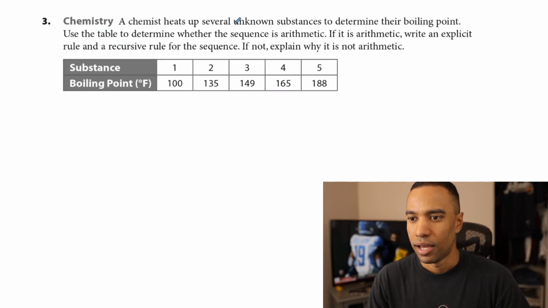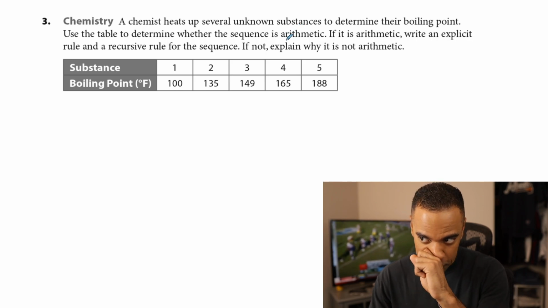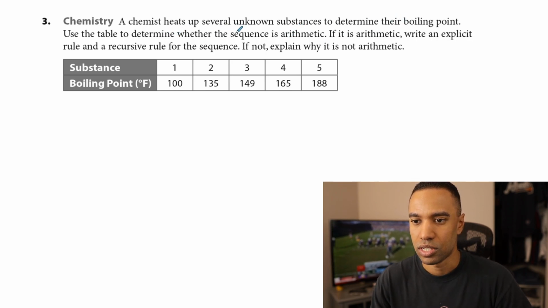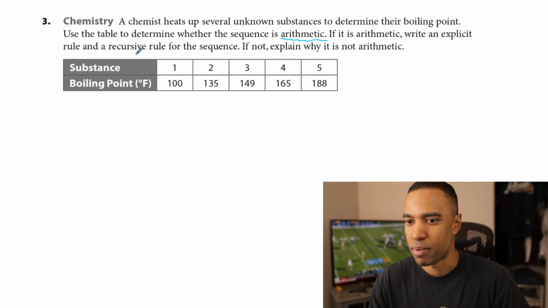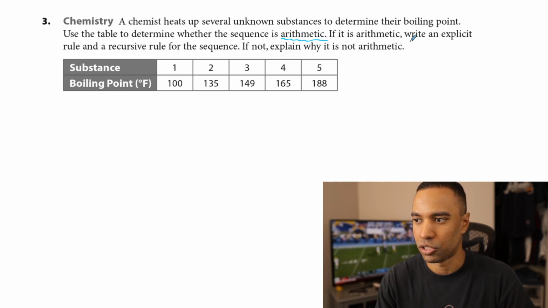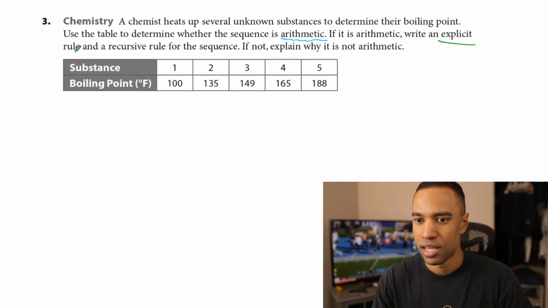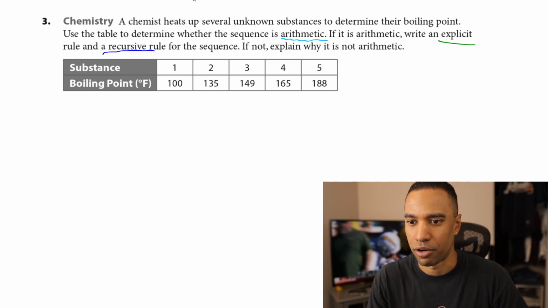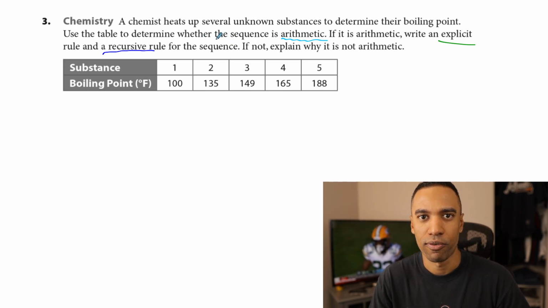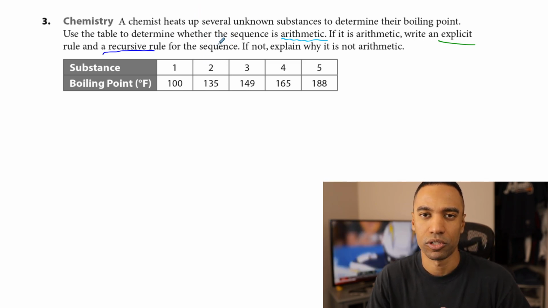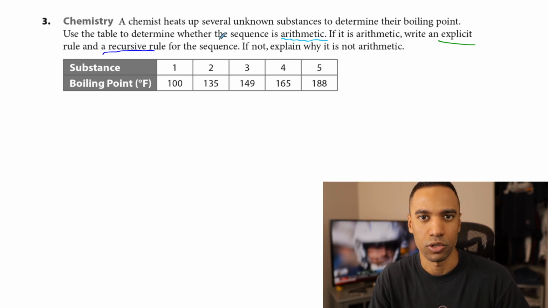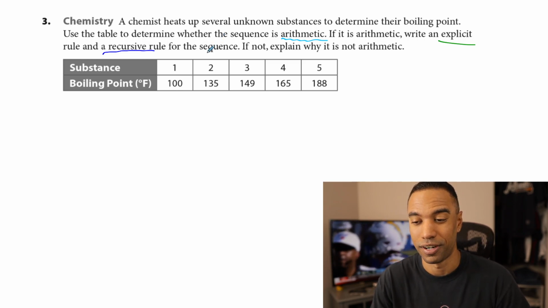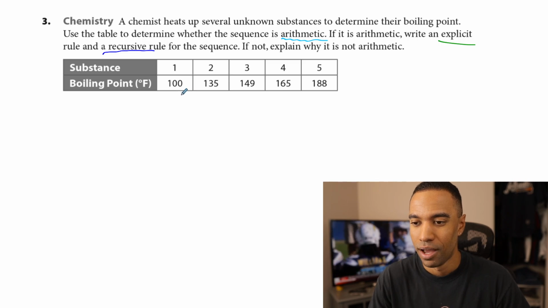Okay, number 3. A chemist heats up several unknown substances to determine their boiling point. Use the table to determine whether the sequence is arithmetic. If it is arithmetic, write an explicit rule and a recursive rule for the sequence. If not, explain why it's not arithmetic. So same kind of thing as before. You can't write an arithmetic rule for a sequence that isn't arithmetic.